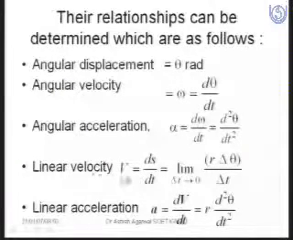Linear velocity you can define as v, which is ds by dt, or we can also combine it and it comes as v is equal to r omega in terms of angular velocity. Similarly, linear acceleration can be defined as a, which is r d square theta by dt square, and d square theta by dt square is alpha. So the linear acceleration is the multiplication of radius and the angular acceleration.